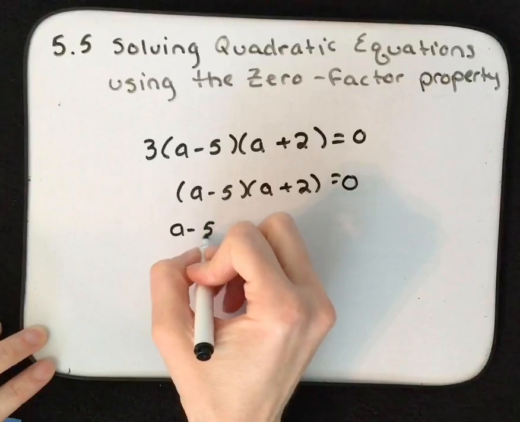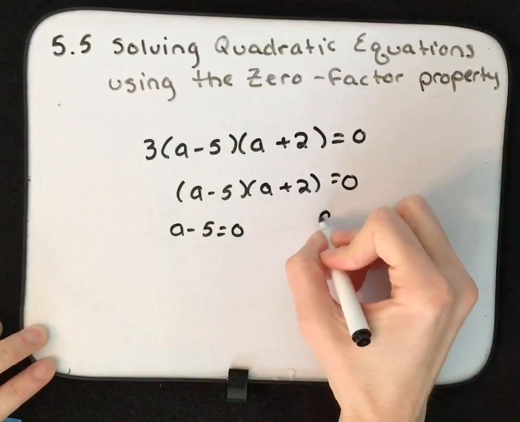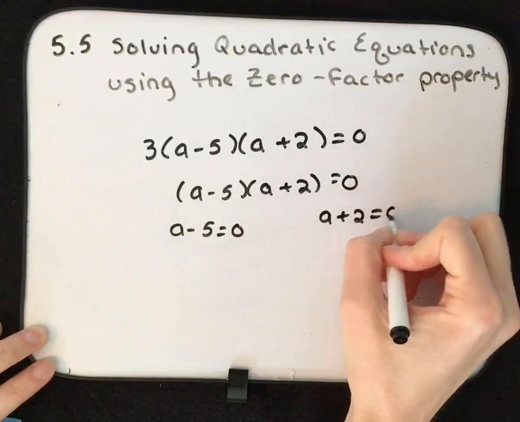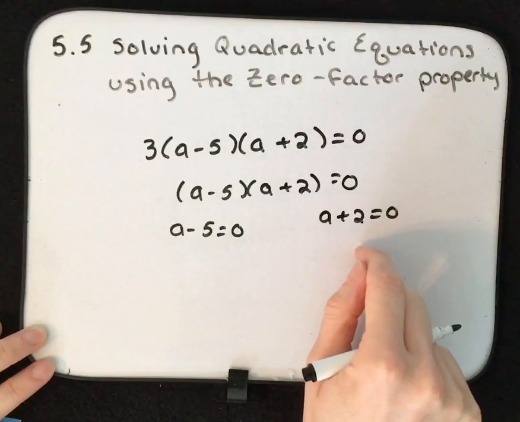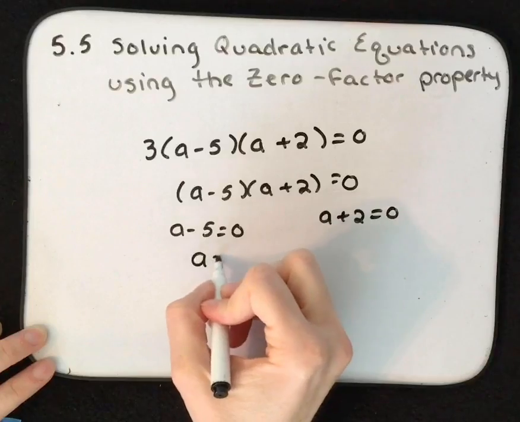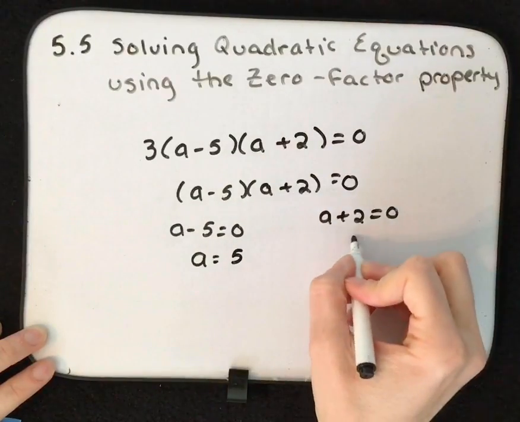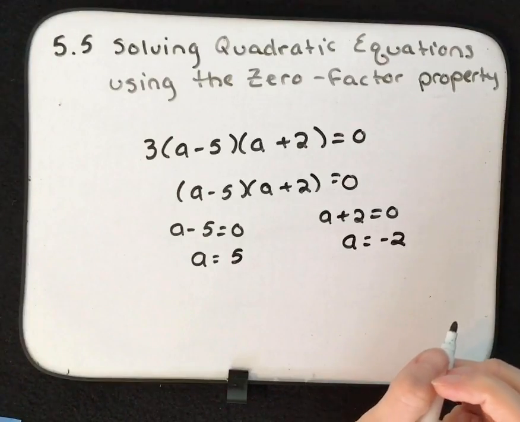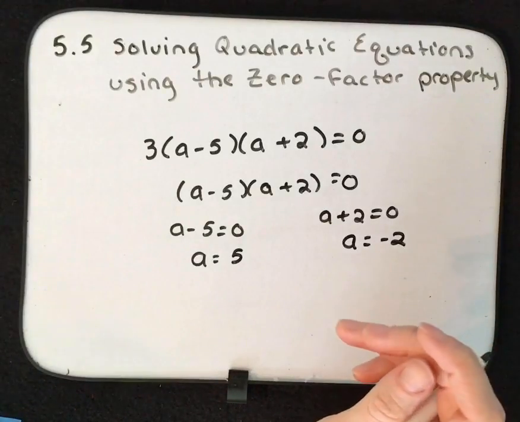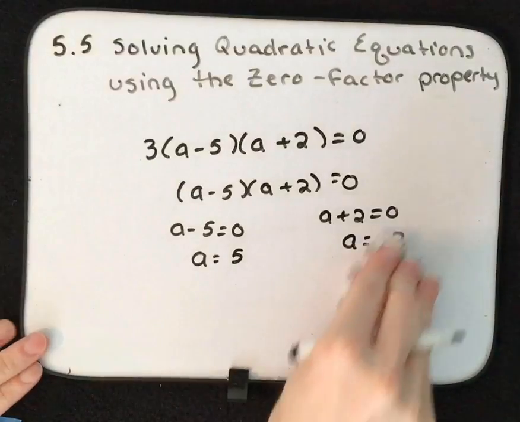Then a minus 5 equals 0, and a plus 2 equals 0. So we're taking each of our factors and we're setting them equal to 0. This will give us a equals 5. This will give us a equals negative 2. So our two solutions here would be 5 and negative 2. Let's try again.